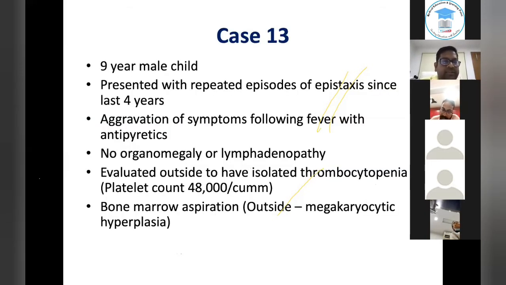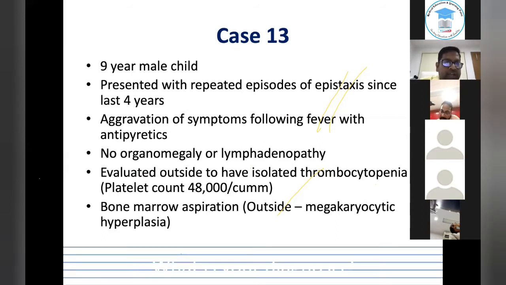A 9-year-old male child presented with repeated episodes of epistaxis, with aggravation of the symptom following a fever treated with an antipyretic, no organomegaly, evaluated outside to have a 48,000 platelet count. Bone marrow aspiration has been done. It shows megakaryocytic hyperplasia.